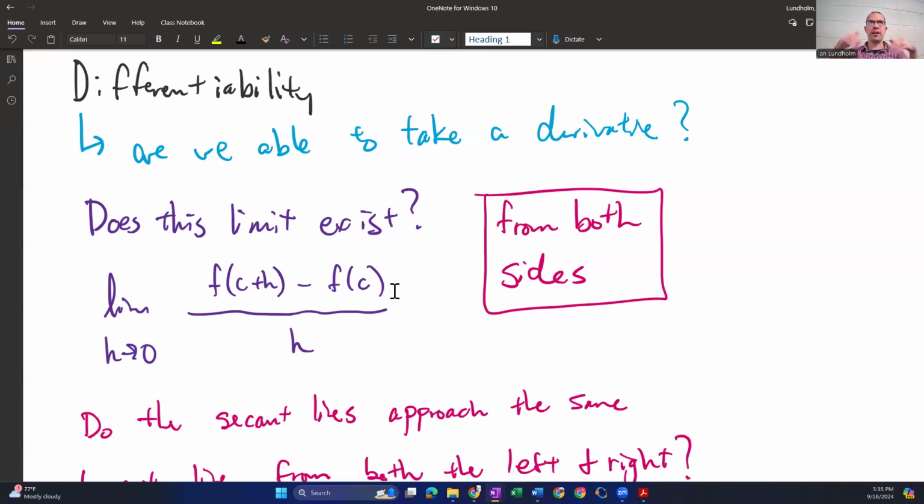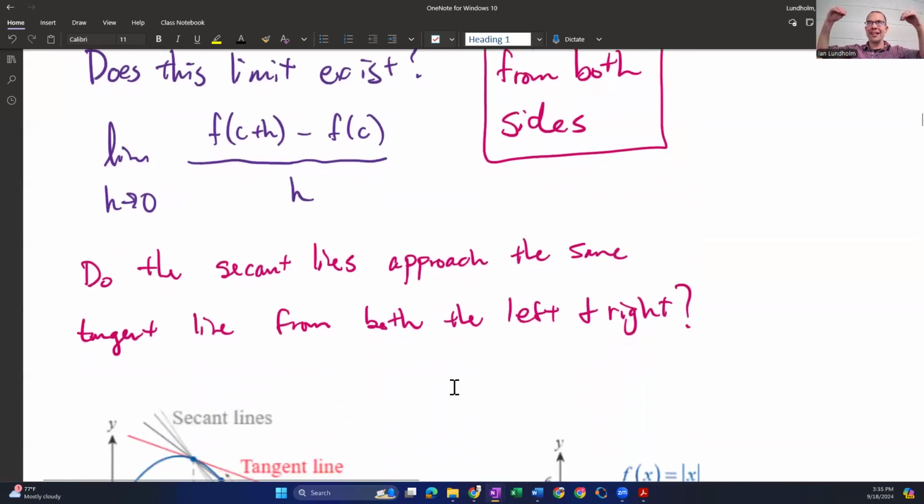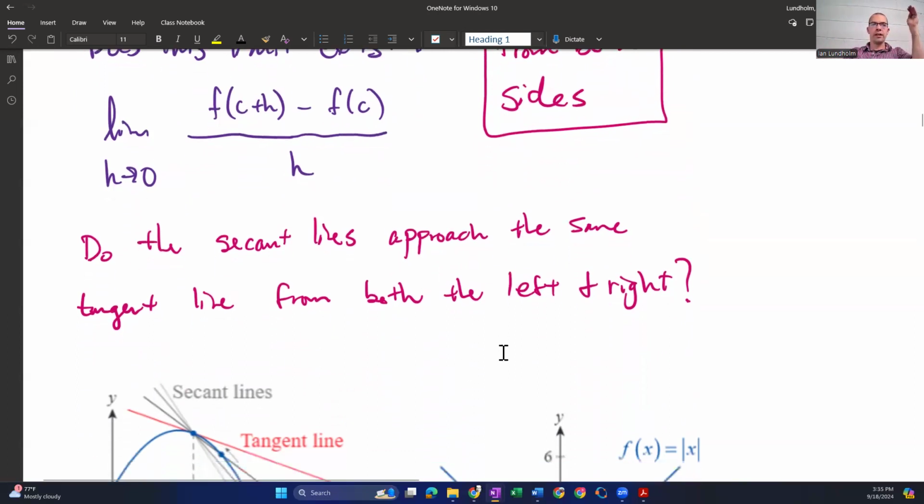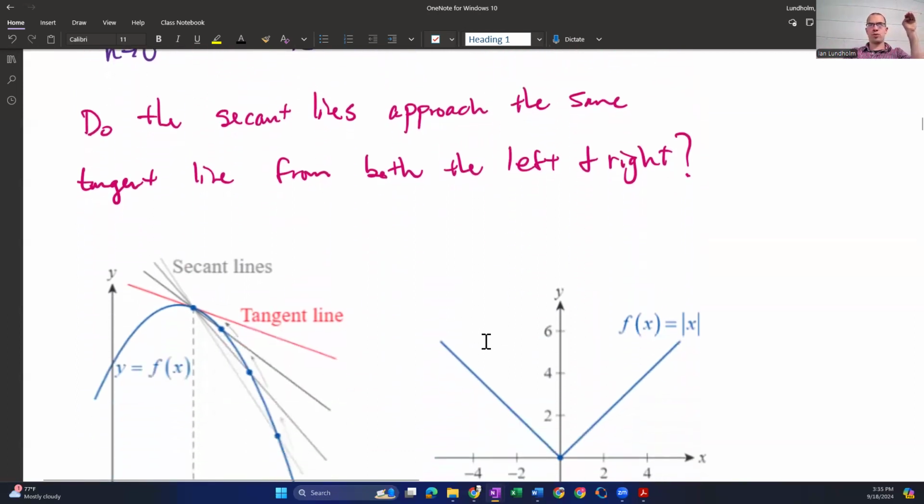When we're considering differentiability, it's like when we were looking at continuity with limits. We were interested in taking a limit from the right, a limit from the left, making sure that those matched, and then checking to see that that limiting value actually matched the function value. In differentiability, we're working with this limit that's based on the difference quotient, and we're asking ourselves, do the secant lines approach the same tangent line from both the left and the right? So let's take a look at some examples.